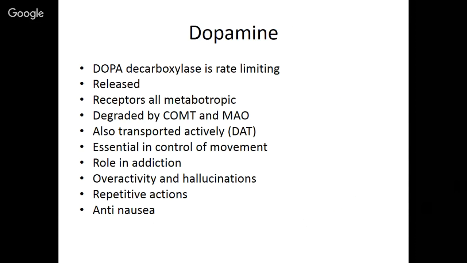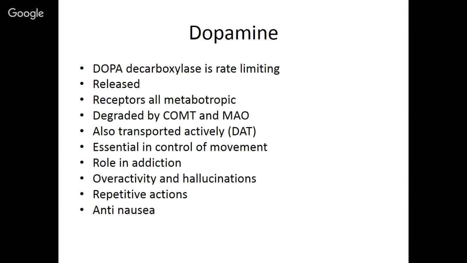It's released after it's been synthesized, and the receptors are all metabotropic. There are no ionotropic channels for dopamine. It's degraded by two different enzymes, both of which have been used medically: COMT and MAO, catecholamine O-methyltransferase and monoamine oxidase, are the two mechanisms.